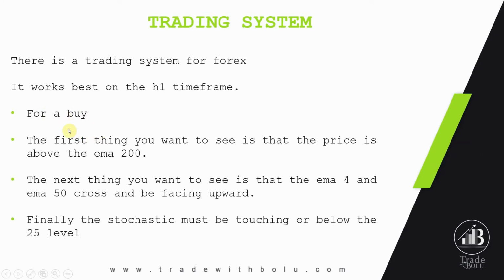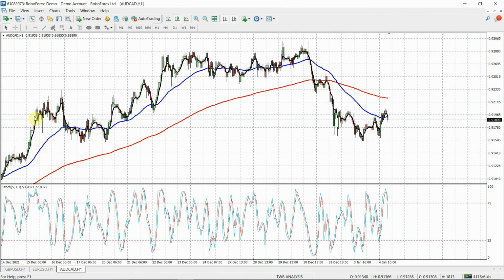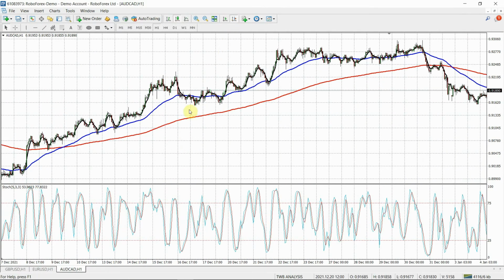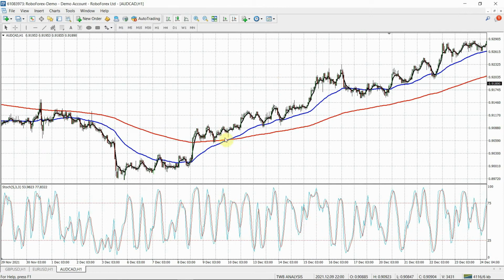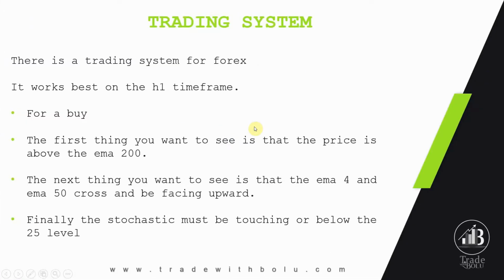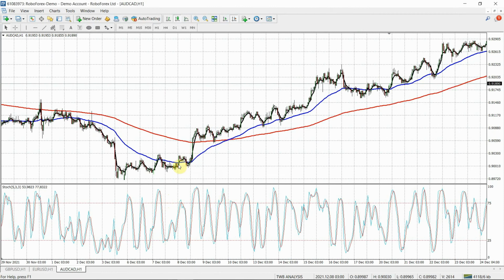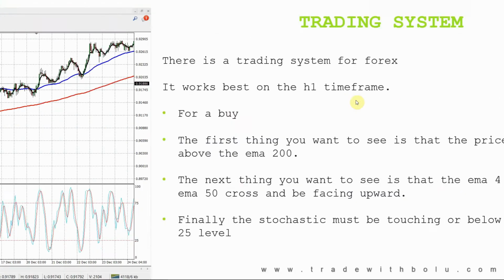So for a buy, like I said, there is a set of trading rules. So these are the trading rules. The first thing you want to see is that the price is above the 200 moving average. This is the 200 moving average, and the price is above it for a buy, right? And the next thing you want to see is the 4 moving average and the 50 moving average cross before facing upward. So you could see that the 4 moving average and the 50 moving average crossed before facing upward. All right, so you could see that clearly.